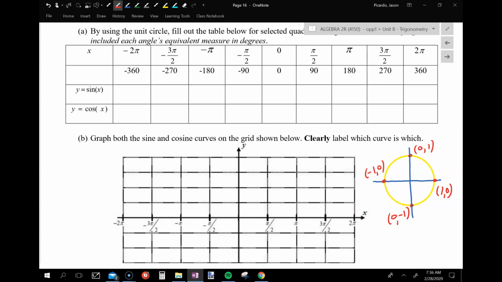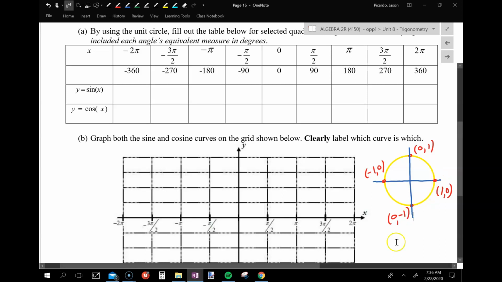So if all goes well, you realize that this was a really, really quick and easy exercise to do, because you basically are going to do what?